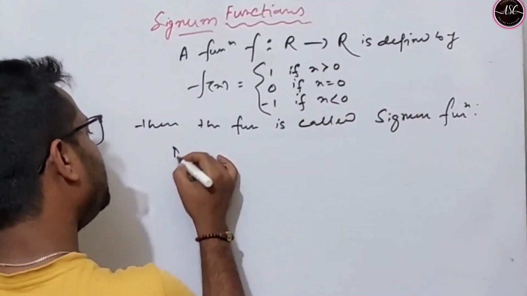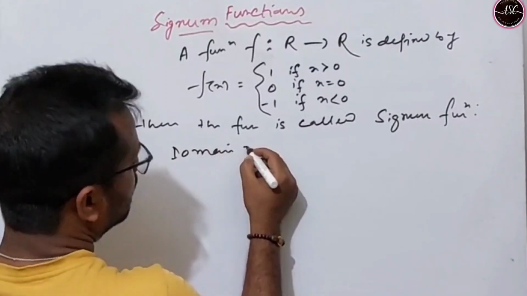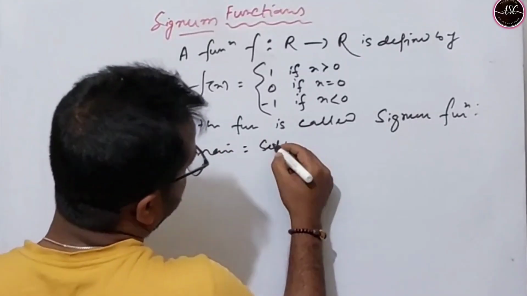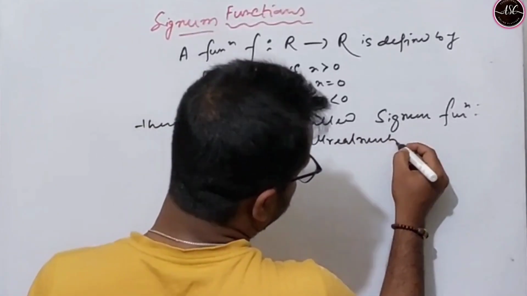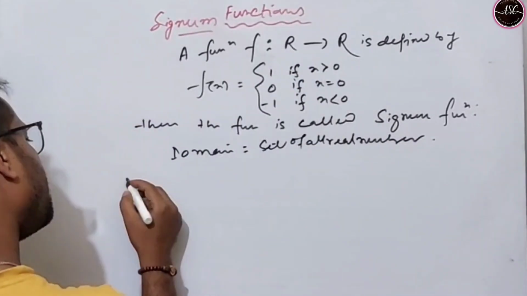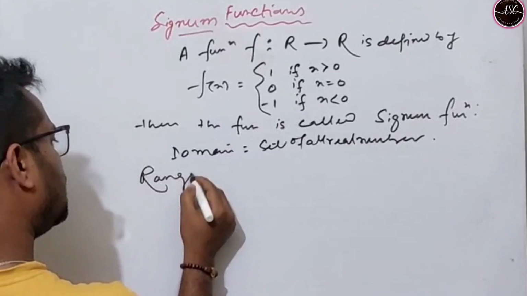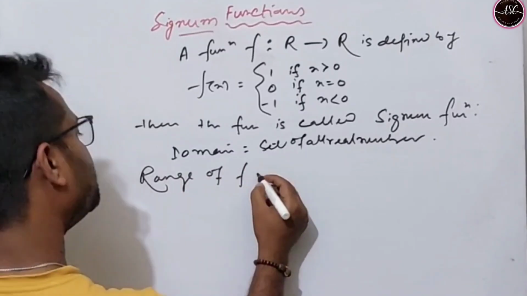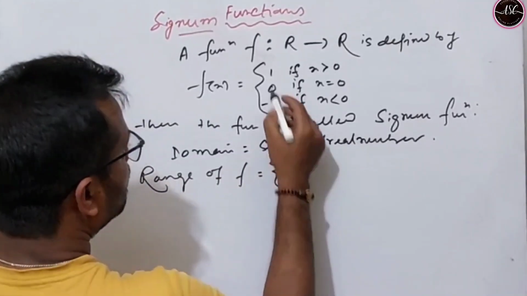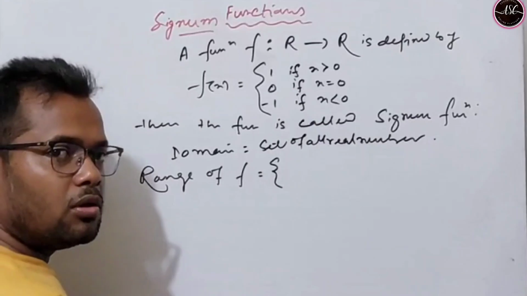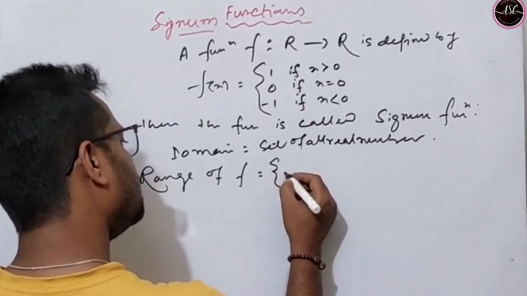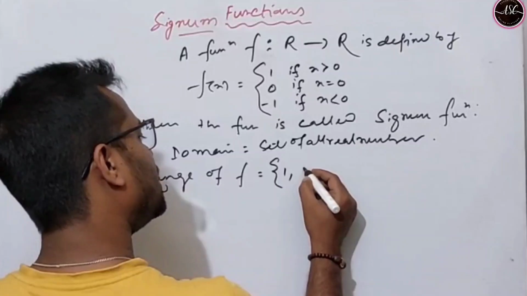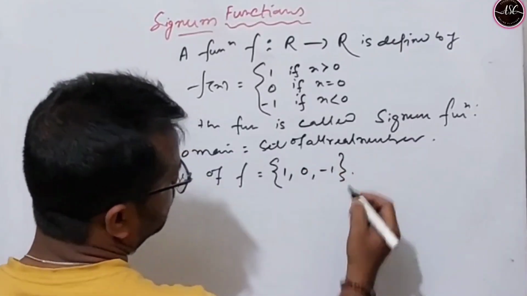So the domain will be the set of all real numbers, and the range of f equal to this particular value, that means 1, 0 and minus 1 we can get. So within curly brackets {1, 0, -1} will be the range.